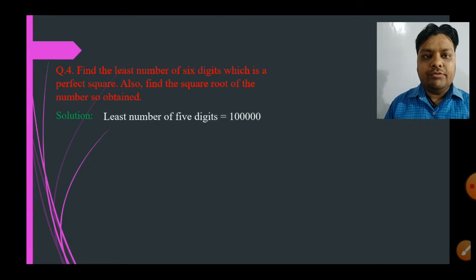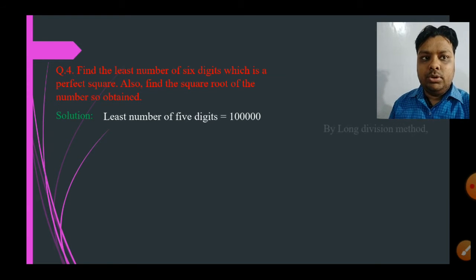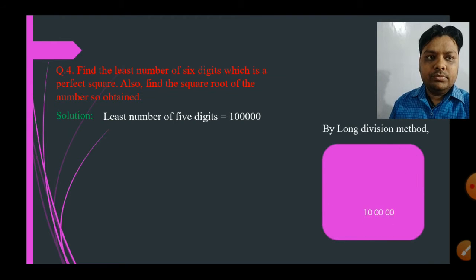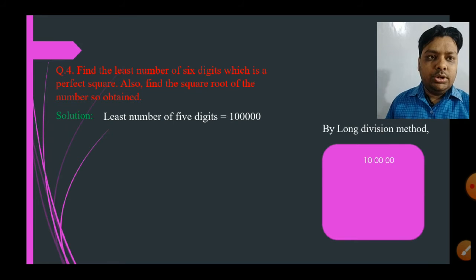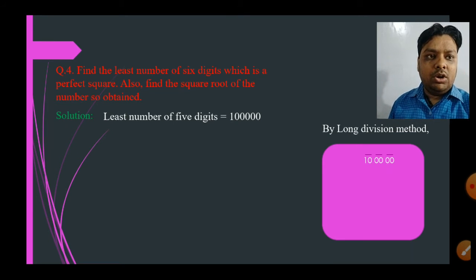Now at first we will find the square root of that smaller number. By the long division method we will apply. Now we will draw the recurring sign over the last two digits 0 0, then the second last period 0 0, then on 10. It means now you can see that there are three periods: first period 10, second period 00, third period 00. Then we will draw one longer line and one smaller line.